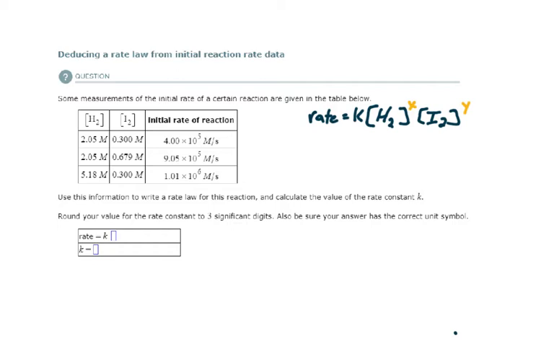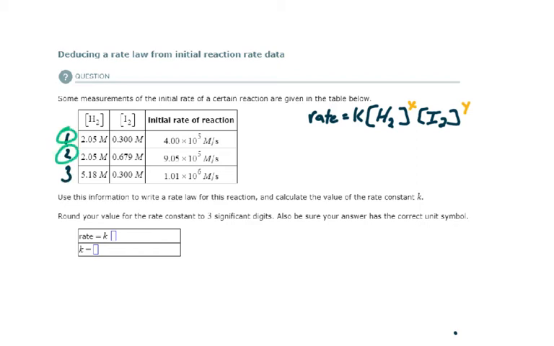So I've worked it out completely in 13.22a. This is 13.22b. And so I'm going to do this one a little bit more quickly. So let's determine the order that iodine is in first. If we want to know the order that iodine is in, we need to find two data sets in which the concentration of H2 does not change, but the only thing that changes is the concentration of I2. That would be trials 1 and 2.